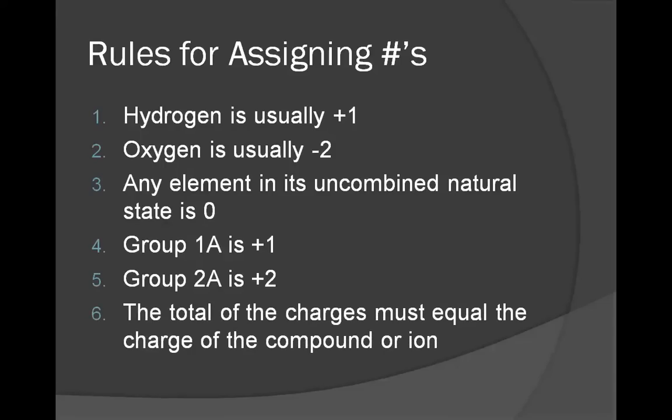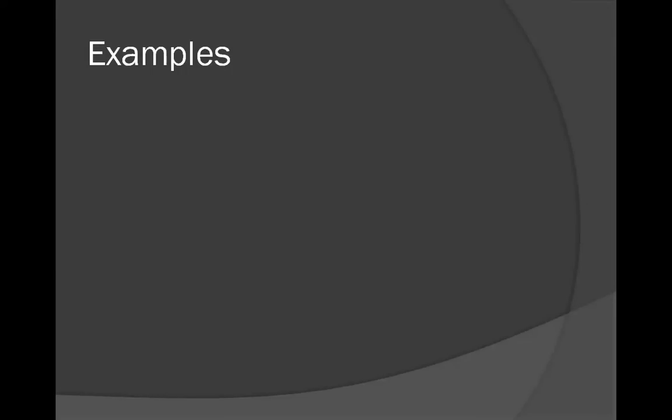Here's where you've got to really pay attention. The total of all the charges in a compound must equal the charge of the compound or the ion. And I think you'll see what I mean in a minute. Basically, they all have to add up to equal 0 if it's a neutral compound, or if it's a polyatomic ion like phosphate, PO4 3-, when you add them all up, it would have to equal 3-. So you can see this is kind of additive and subtractive. It's basically entry-level algebra. So let's do some.